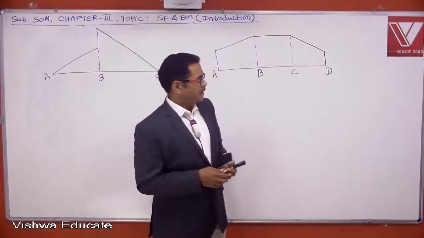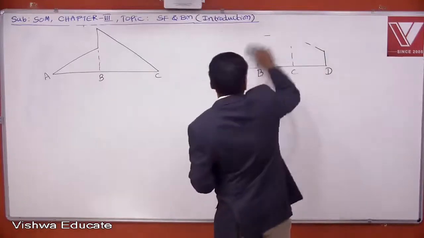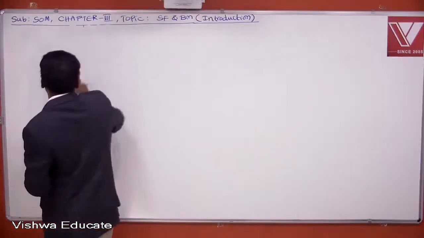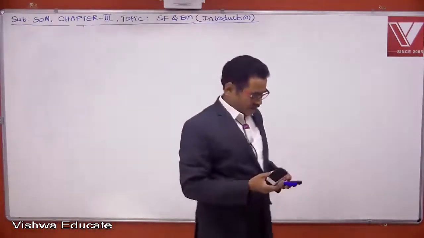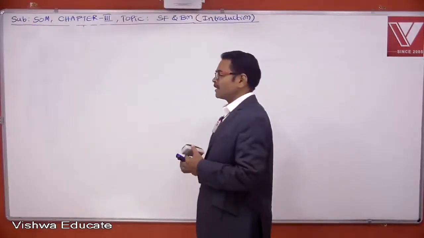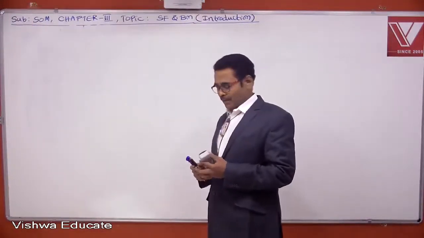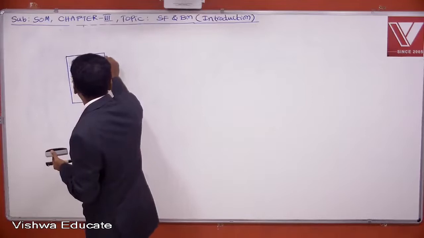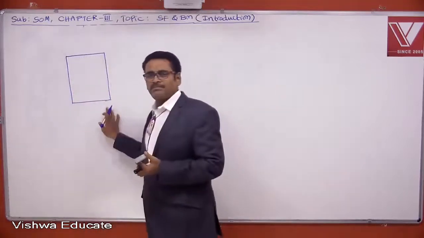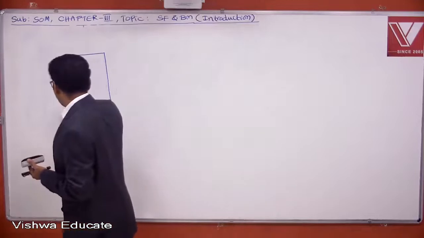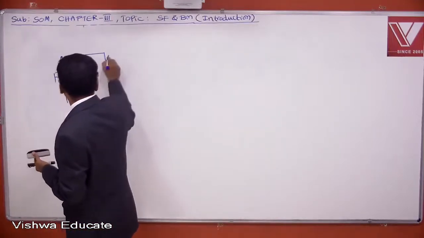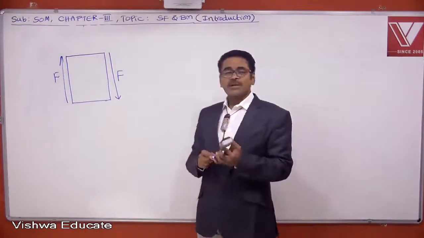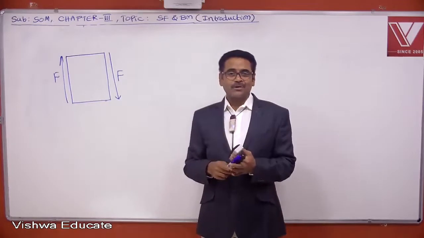Okay? Right. So now we try to understand the sign convention of shear force and bending moment. Write it down, all of you. Sign convention of shear force and bending moment. So here I am taking a portion of the beam. It's not the total beam, right? The portion of the beam. And at the left of this beam, shear force is upward. At the right of the beam, shear force is downward.